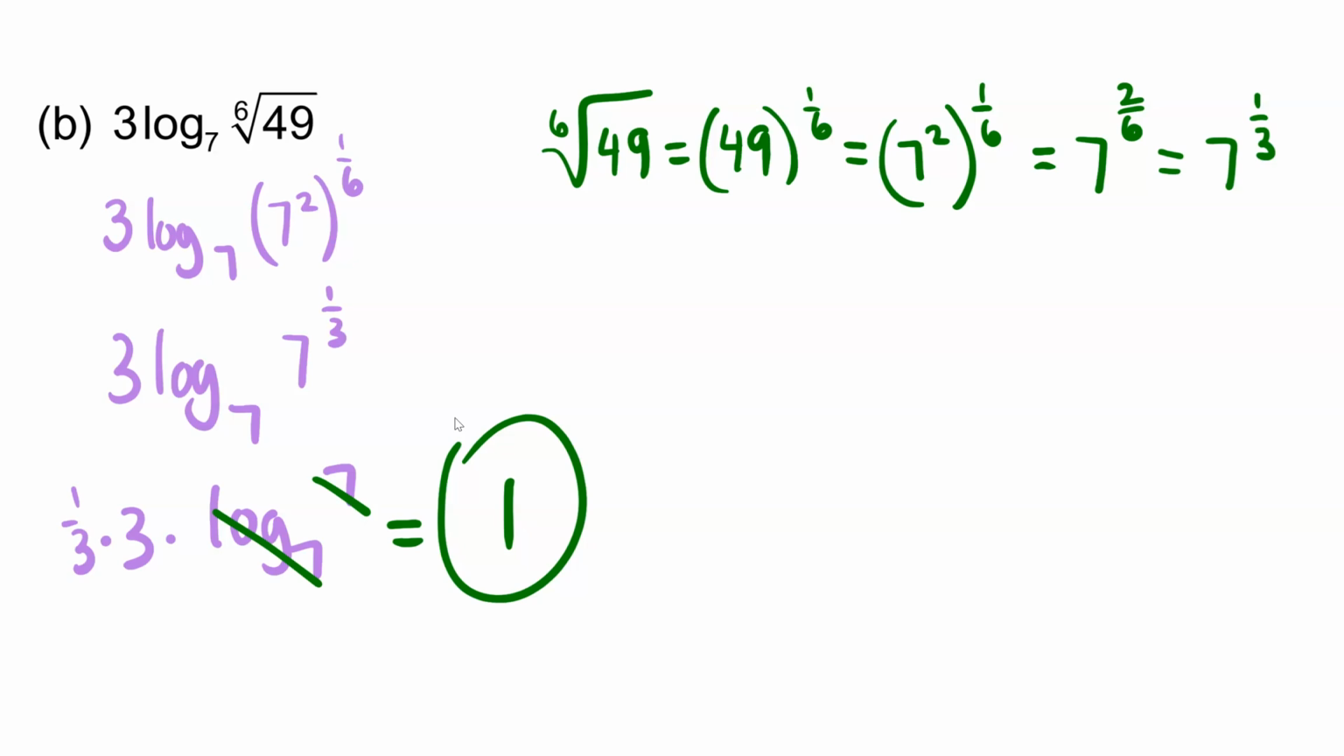We bring the 1/3 out in front. Thank you, power property of logarithms. And then I have 3 times a third. Well, 3 times 1/3 is just 1. Log base 7 of 7 is just 1. 1 times 1 is just 1. Questions? Okay, are we feeling okay about this? Maybe. Okay, let's try the next one.